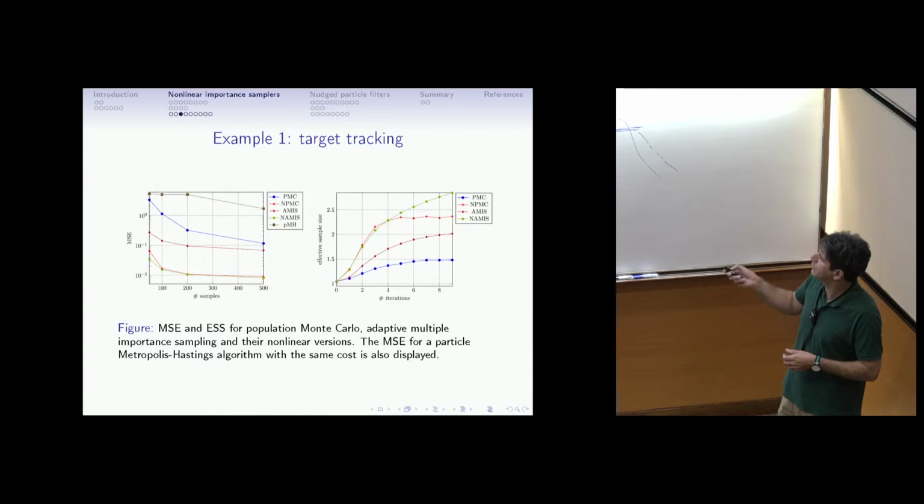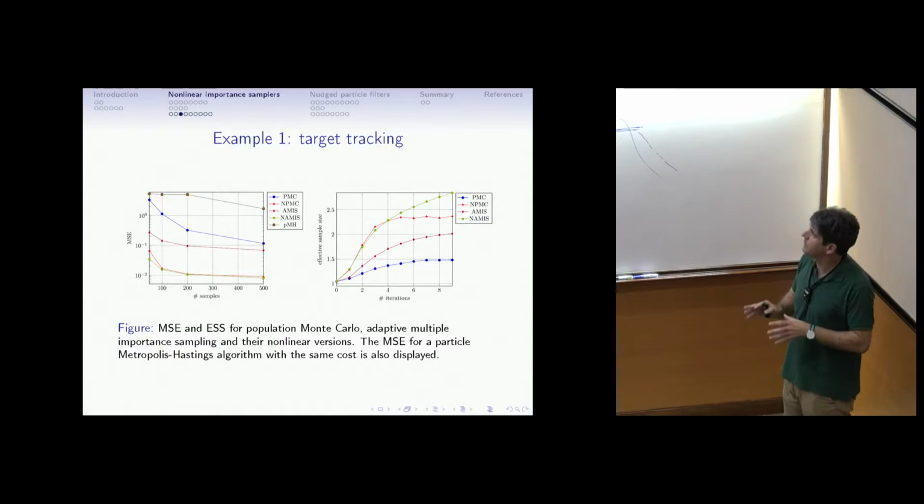And then we ran a particle Metropolis-Hastings, with a Gaussian kernel, where we try to optimize the parameters of the kernel by trial and error. Anyway, we weren't able to get anything better than this curve here. And this is for reference, essentially.